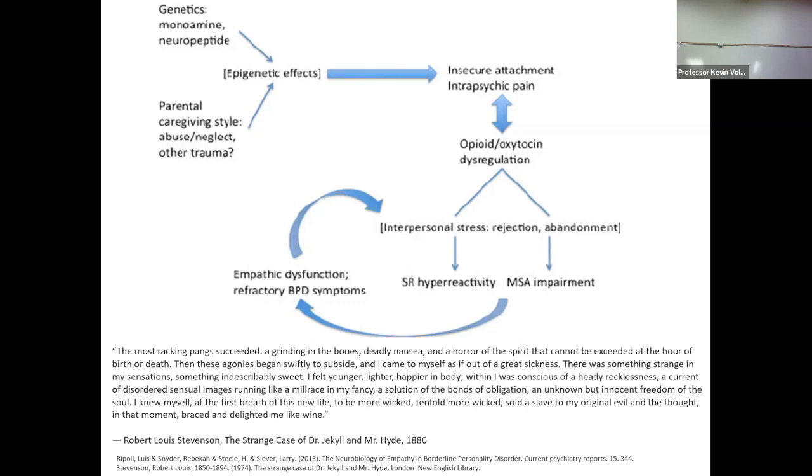So again, he's talking about the delight of letting go of all of these inhibitory things, and then feeling both bad and evil, and at the same time feeling freed of his inhibition, right? So again, there may be a biological substrate to that sort of thing.